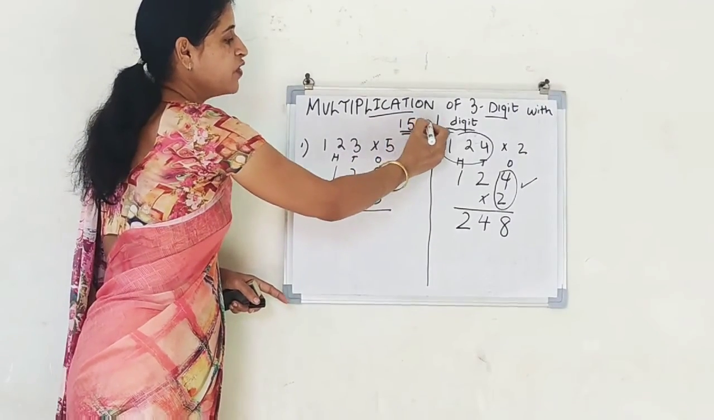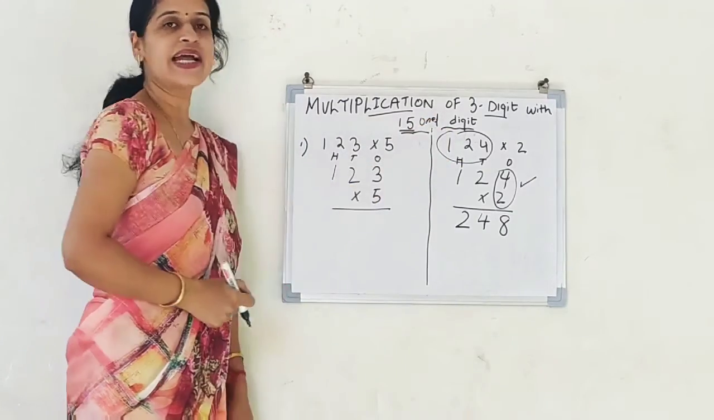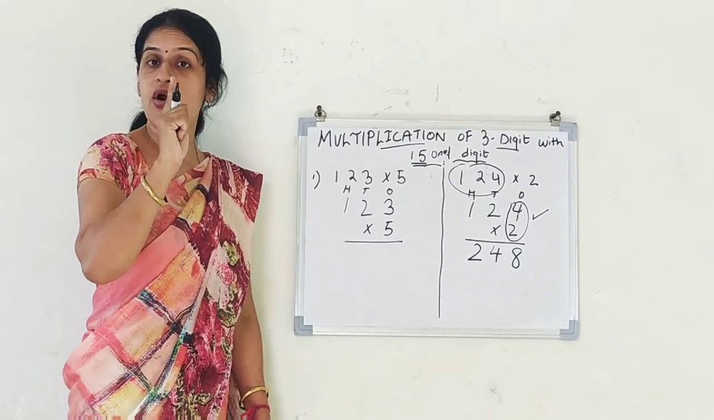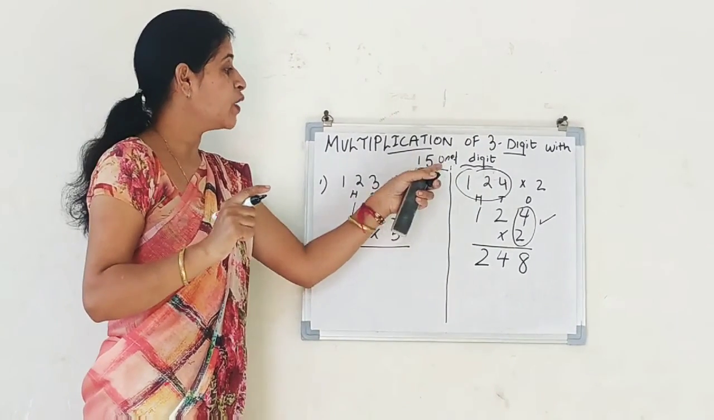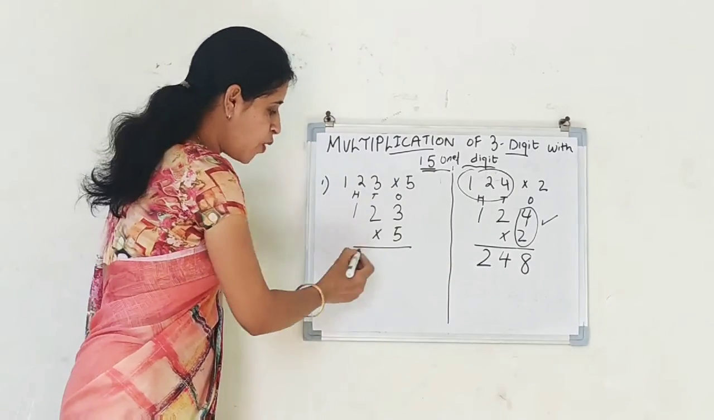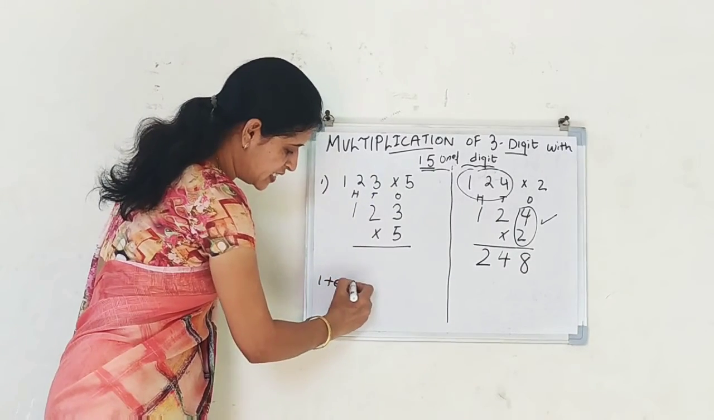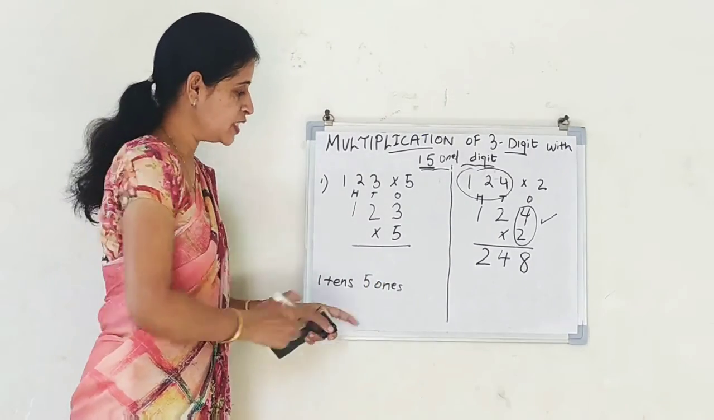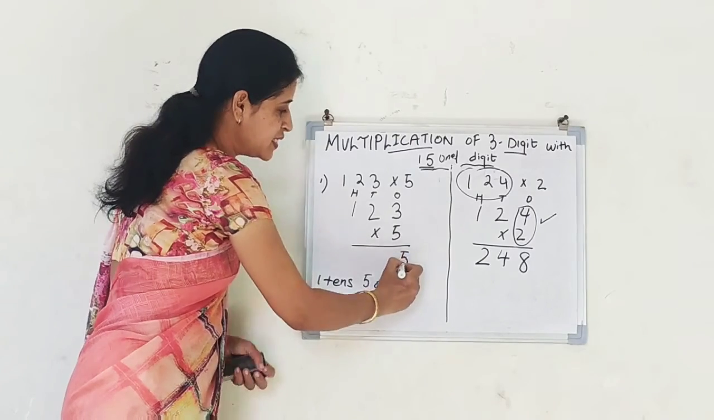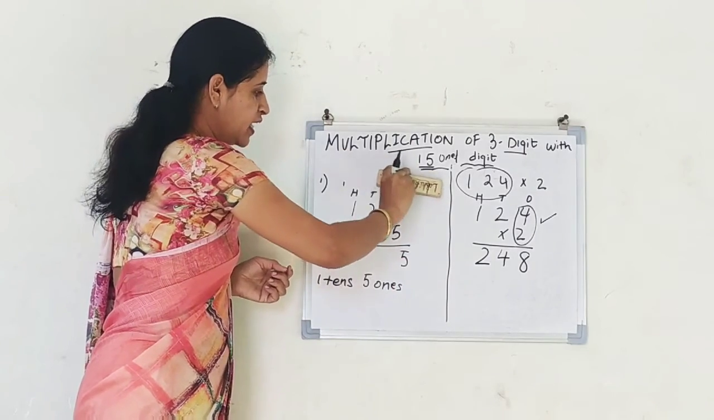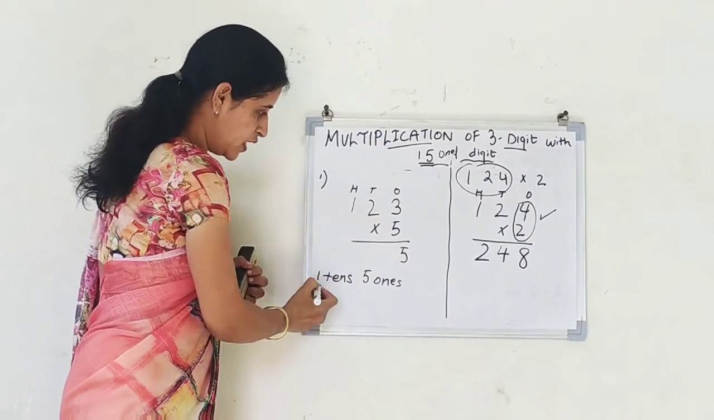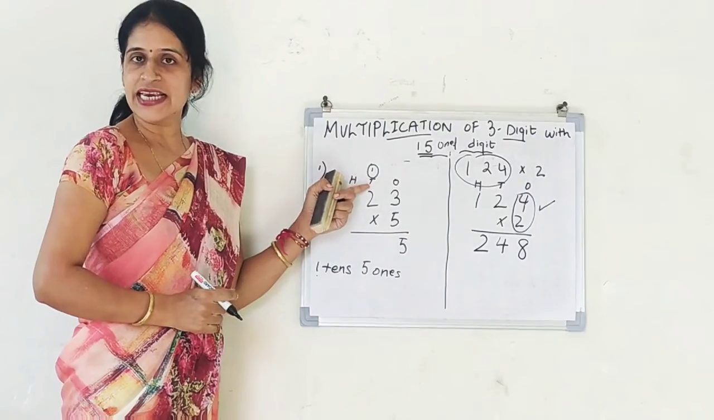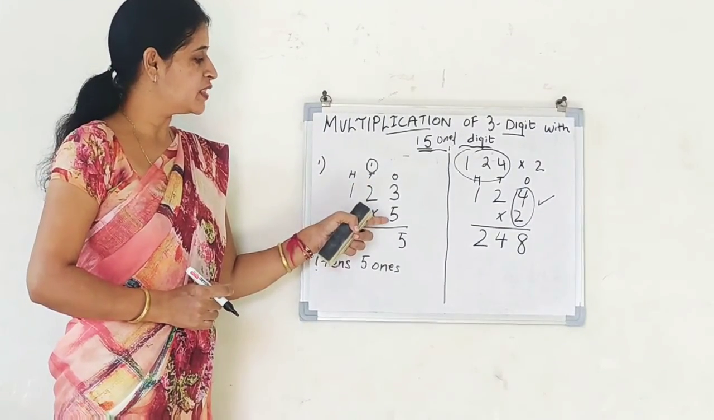So this is 15 ones. How can this 15 ones be written? You remember in addition and subtraction how we divided? 15 ones means 1 ten and 5 ones. So where do we put this 5 ones? We put this 5 ones here and we carry over this 1 in the tens column. Is it clear? Now let us start with the tens column.